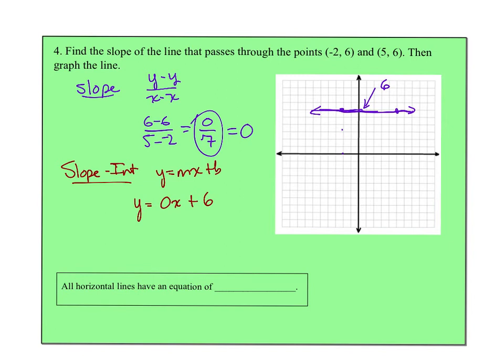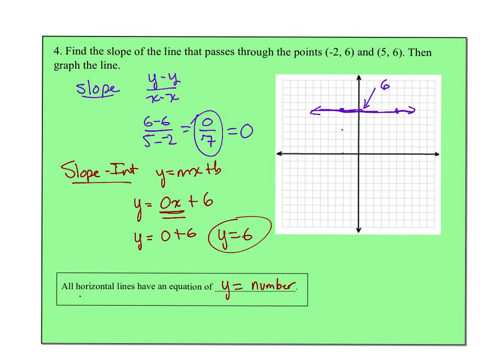But, okay, so just substituting it in there, that's my answer. But what, mathematically, anything times 0 is just 0. Anything. So this is literally saying 0 plus 6. So my final answer is going to be y equals 6. So all horizontal lines have an equation of y equals some number.